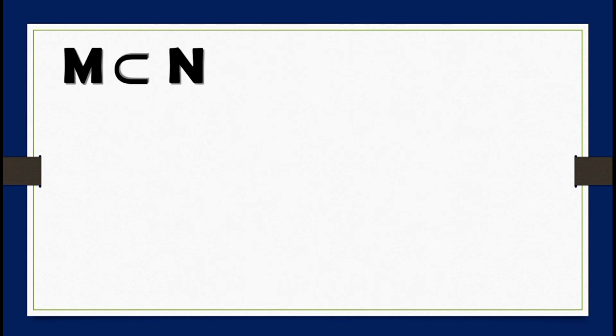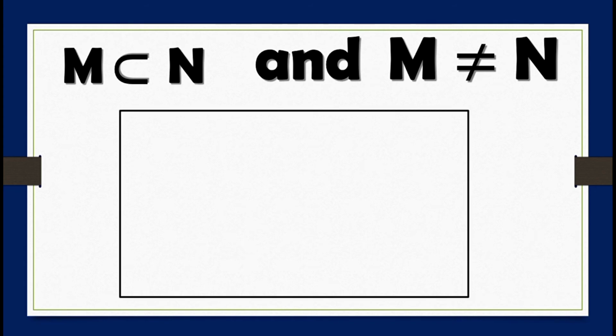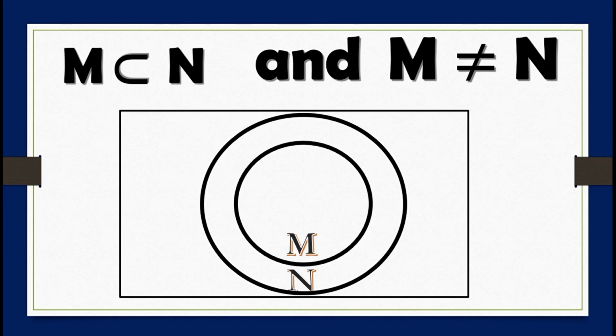First example. M is a subset of N, and M is not equal to N. For us to illustrate this in terms of Venn diagram, we will have a rectangle followed by a circle that represents our set N and another circle inside of it represented by set M, because it is stated that M is not equal to N. So this Venn diagram represents M is a subset of N and M is not equal to N.